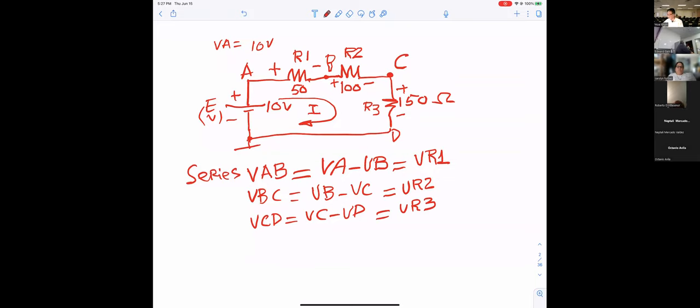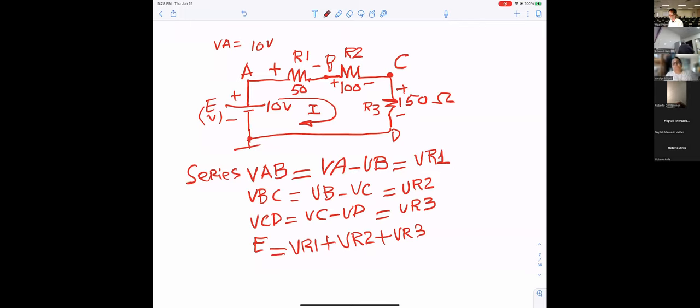The power supply to R1 through R3 comes from E. E will be equal to VR1 plus VR2 plus VR3. That means the total voltage equals the voltage across R1, across R2, and across R3. The current will be only one I. The I through R1, R2, R3 will be the same.